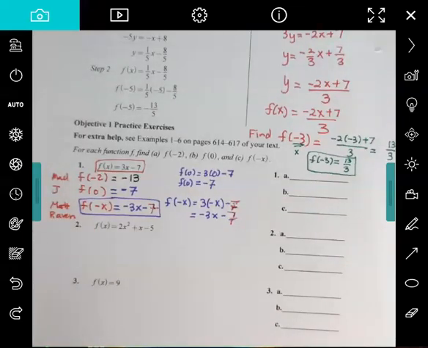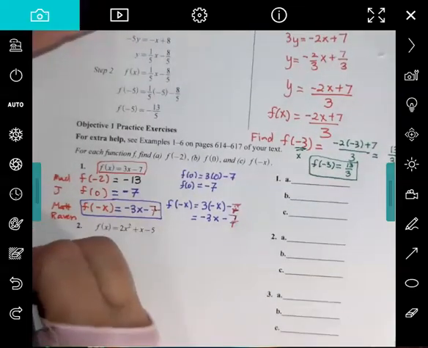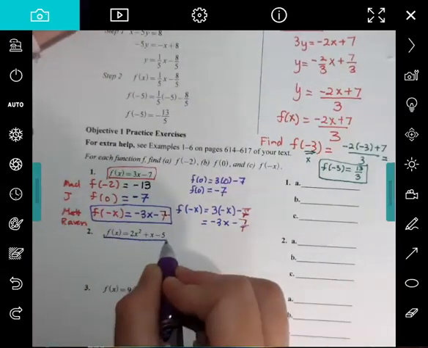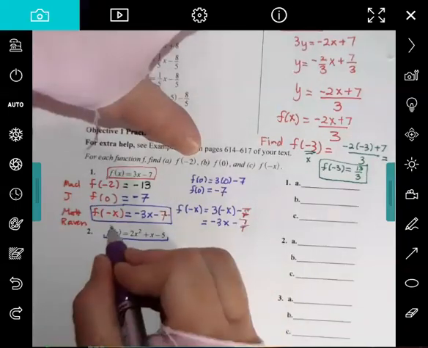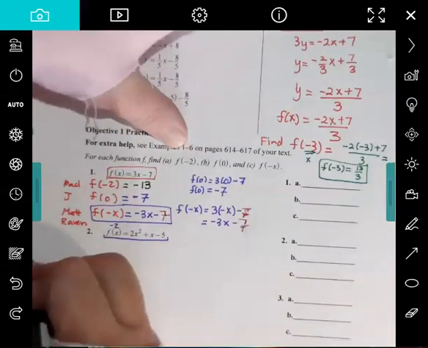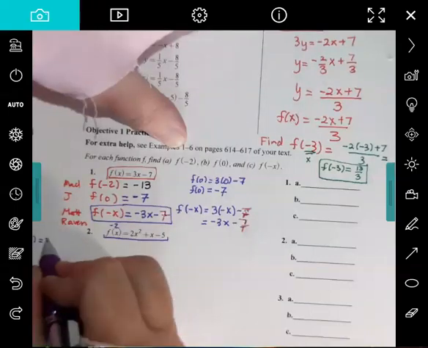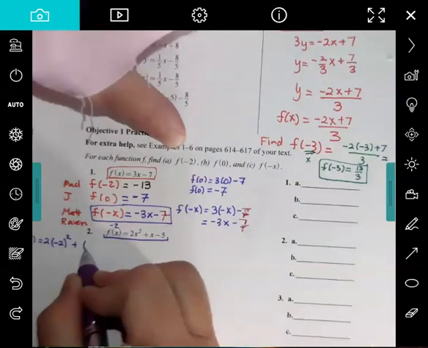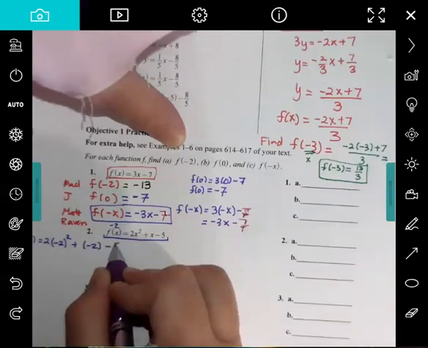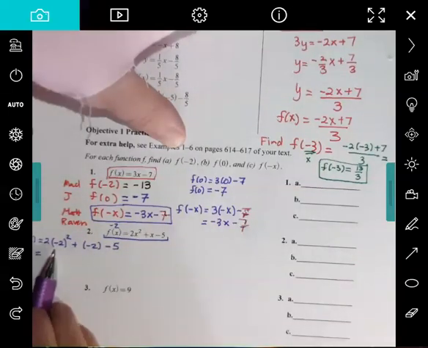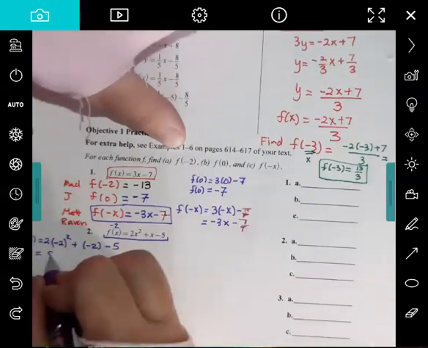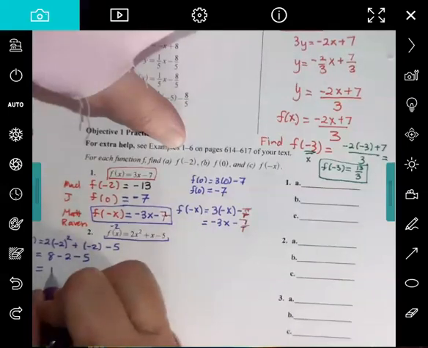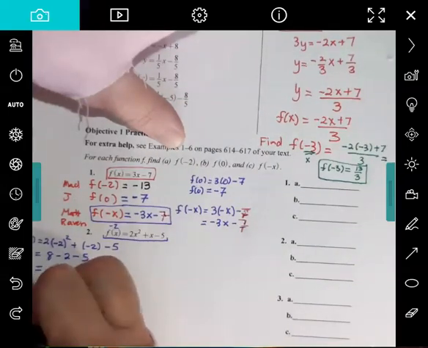Okay, now we're going to do this one, and we're going to do it together. First, we're going to take this equation right here, and we're going to change all the x's to a negative 2. So I'm going to have f of negative 2. Where there's an x, I'm putting a negative 2. See a pattern emerging. Negative 2 squared is 4 times 2 is 8. Minus 2 minus 5 is minus 7 equals 1. So f at negative 2 is 1.